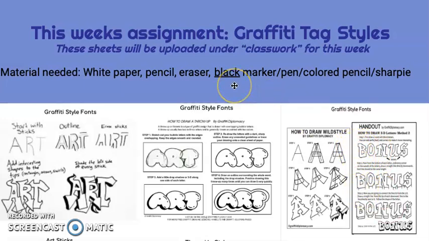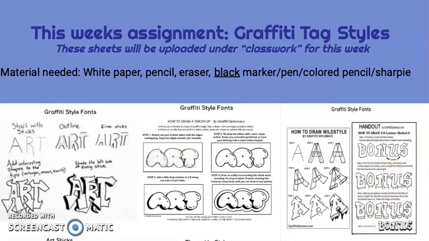So materials you're going to need is white paper. This could be printer paper, construction paper. Try not to use notebook paper unless that's like your last resort. You are going to need a pencil, an eraser, and then some kind of black writing utensil, whether that is a black marker, a black pen, a black colored pencil, or a black Sharpie for the shadows and outlining your letters.